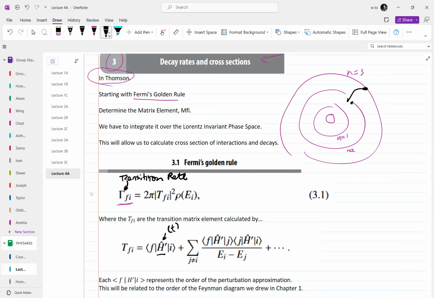You have a 2 pi, hopefully we can all calculate 2 pi. Then there's this T_fi thing. T_fi is this transition matrix element, which to first order is, let's not worry about the second order part for now. To first order, it's kind of like the expectation value of that Hamiltonian with the initial and final state around it.